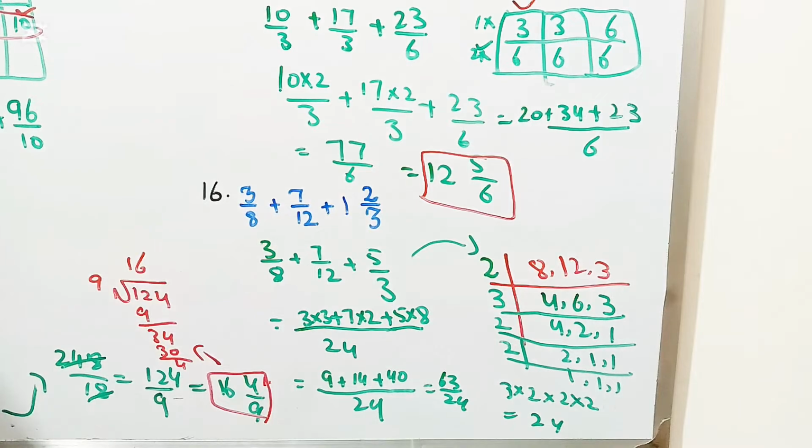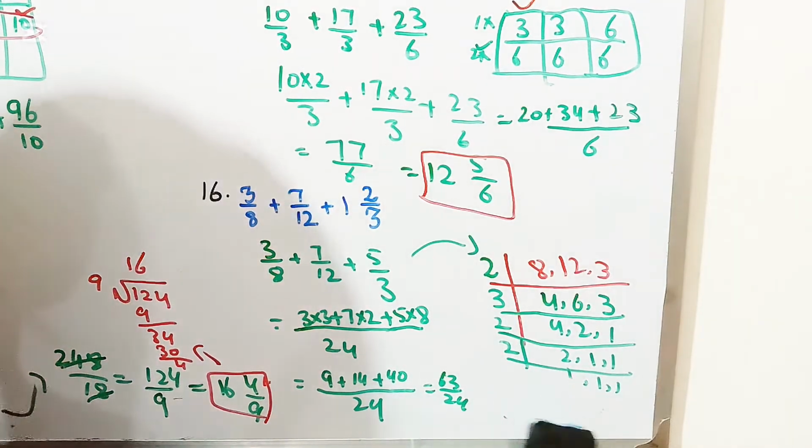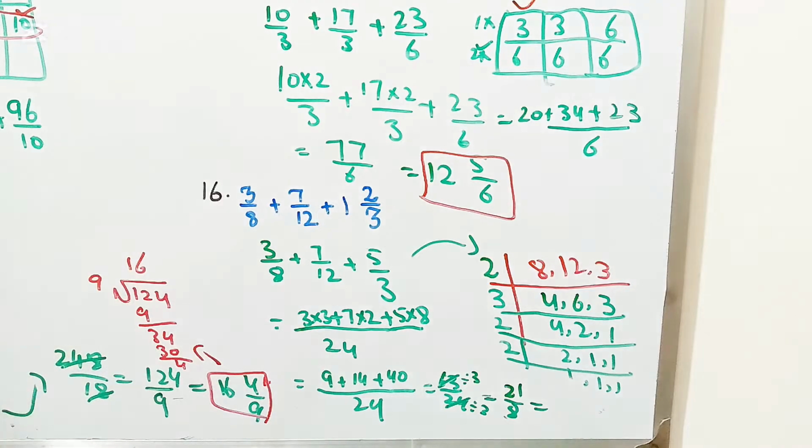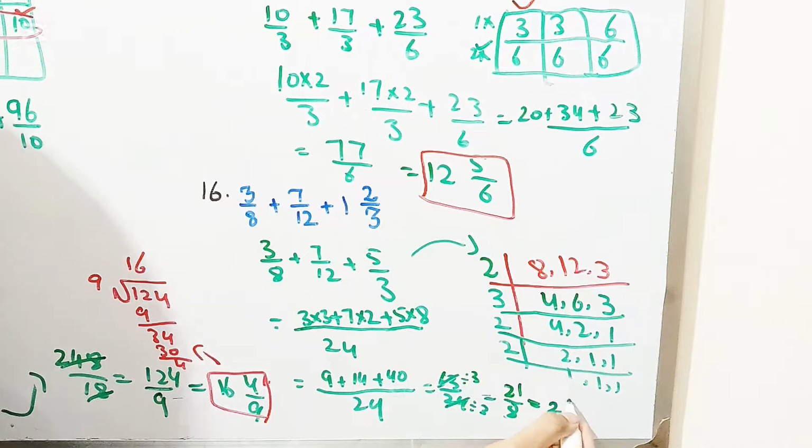When I reduce it, my answer is 21 by 8. 3 1s are 3, 3 2s are 6. I divide by 3 to reduce them. When I divide 21 by 8, my final answer is 2 5 over 8. That is my final answer.